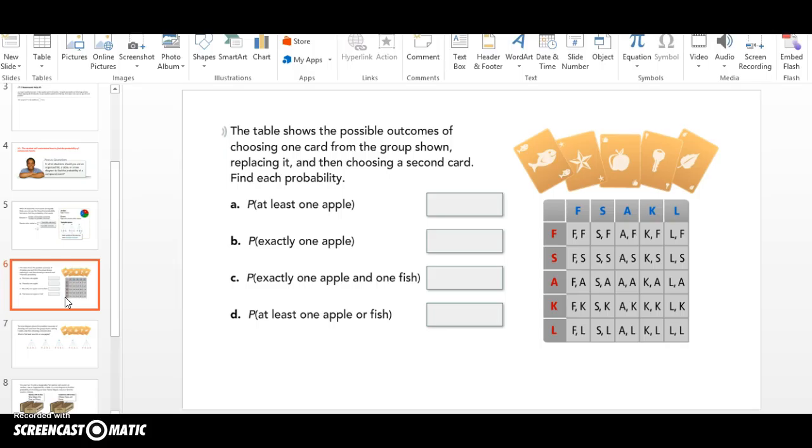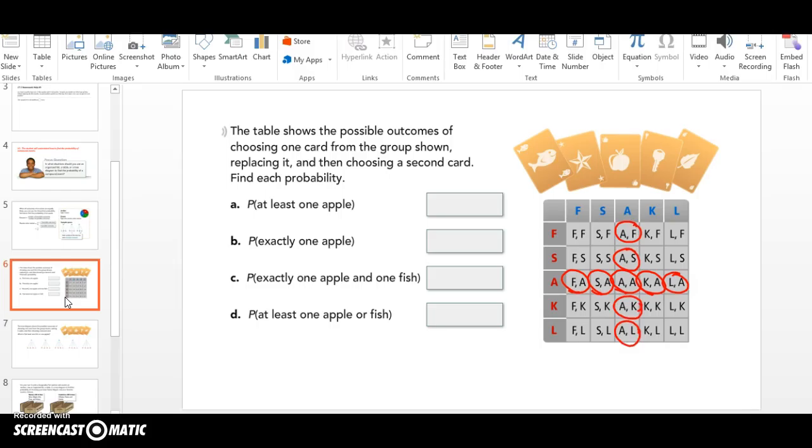All right, so the probability of getting at least 1 apple. How many outcomes are there total? 5 times 5, 25, right? There's 25 different things that could happen. Do you see the rows that have apples in them? Yes, right here. This is fish then apple, star then apple, apple then apple, key then apple, leaf and apple. This would be I draw an apple then a fish, apple then a star, apple then an apple, apple then a key, apple then a leaf. There's all the different apples.